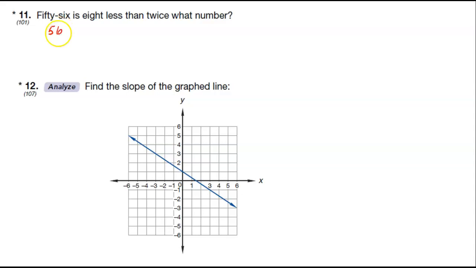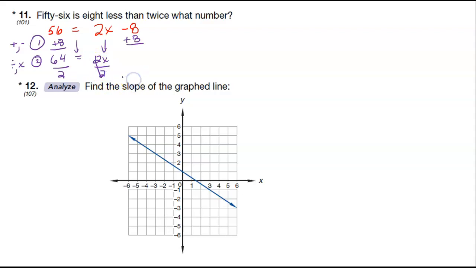So I have 56, which is equal to 8 less, so I know I'm going to subtract 8 from something. Twice what number? So twice what number? Okay. So step 1 is to add or subtract. So I'm trying to get rid of the 8. That is 64. My equals comes down, my 2x comes down. Step 2 is to divide or multiply. I'm going to divide, and this goes away. So 64 divided by 2 is 32.